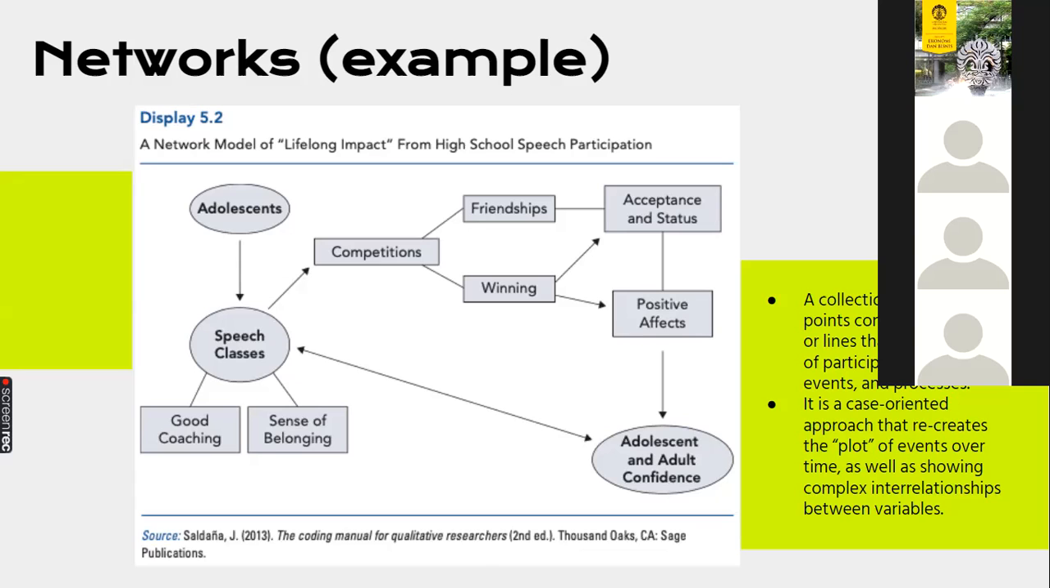Here, each of the variables is connected with lines and arrows to make it easier to see and explain the relationship or interrelationship between each variable and how they affect one another. And so networks are also very effective as a heuristic for higher level analysis, such as discerning causation, analyzing longitudinal trends, and developing hypotheses and theories.